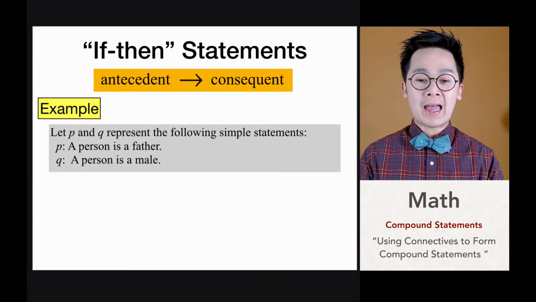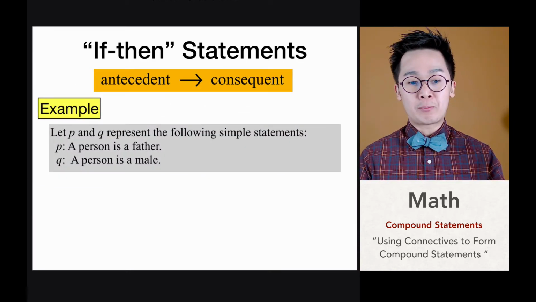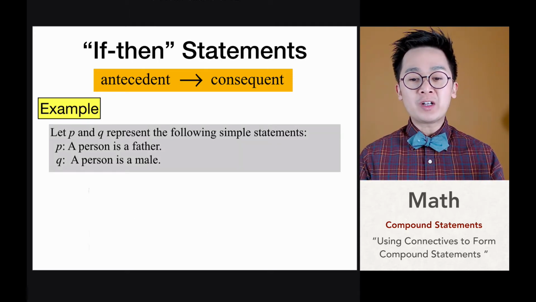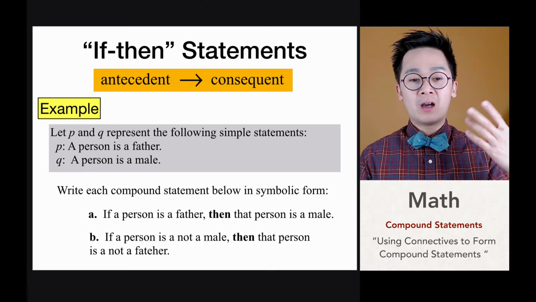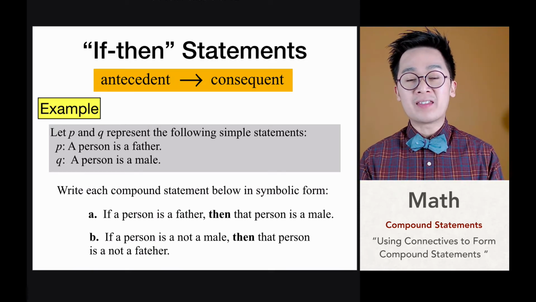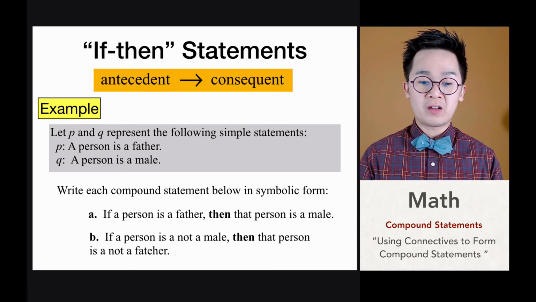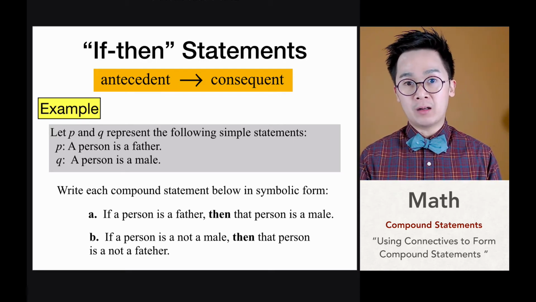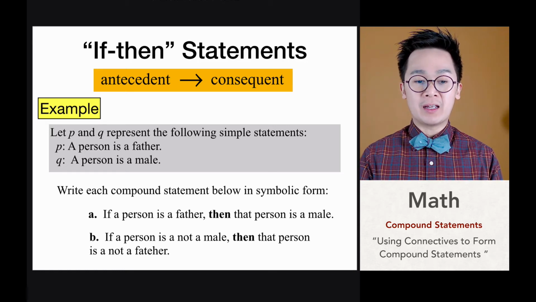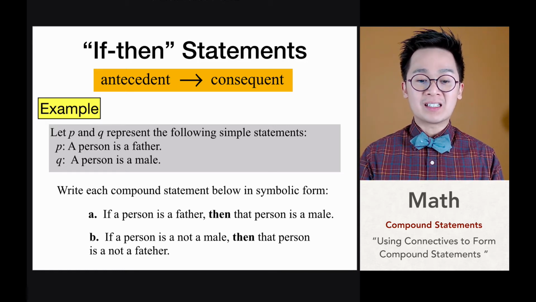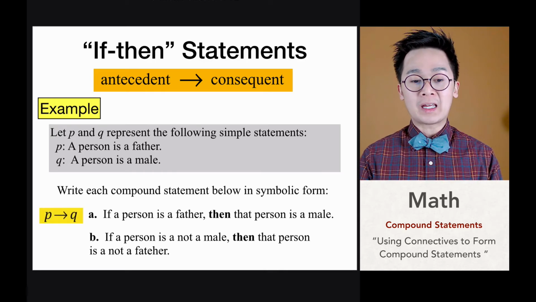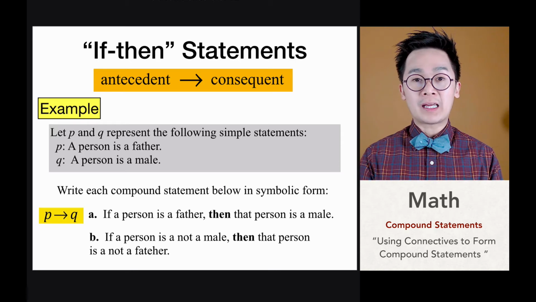Let's say we have two statements. P: a person is a father. Q: a person is a male. If we're going to represent the if-then symbol in this particular compound statement, starting with the first one: if a person is a father, then that person is a male. Since the first statement is P, then the second statement, which is Q, can be represented by this symbol. So P then Q can be formed in this particular symbol.